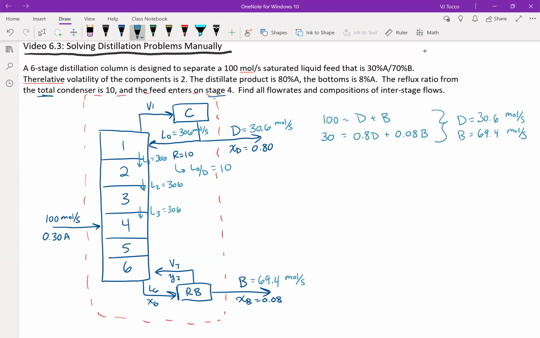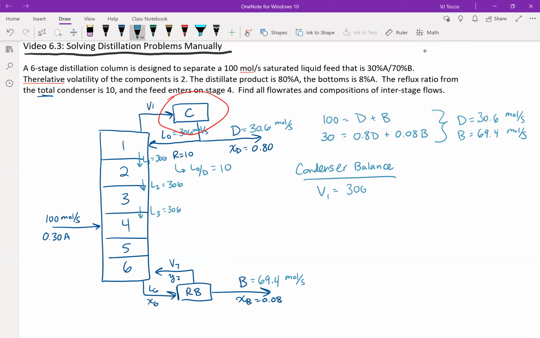Now that I have L0 and I have D, I can write a condenser balance. Instead of my overall material balance, I shouldn't have drawn that as a dotted line because that's going to be a pain to erase. I can now do a balance on the condenser. The condenser balance says that V1 is equal to 306 plus 30.6, in other words, 336.6 moles per second. It's probably a few more significant figures than I usually like to keep, but that's okay.